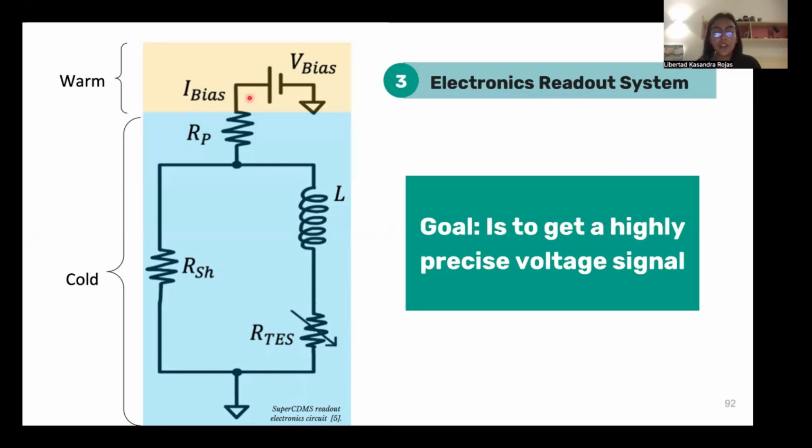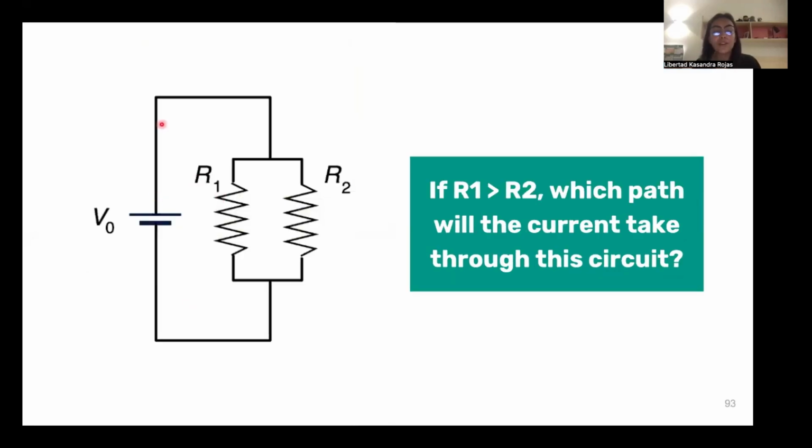And in order to understand what is happening in this circuit specifically, I'm going to ask you to think about this very simple circuit, okay? So basic electronics. If R1 is greater than R2, which path will the current take through the circuit? So if R1 has a much higher resistance than R2, where will most of the current flow through? Is it going to be R1 or R2?